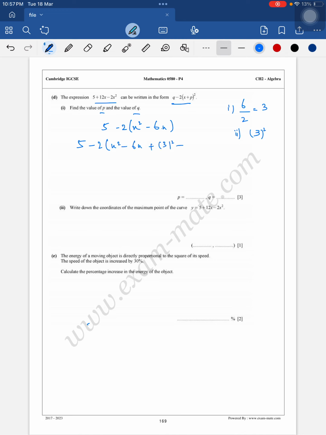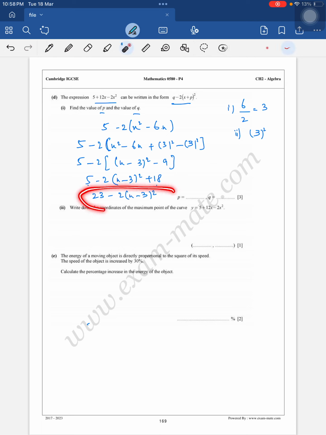Add and subtract that term. Now what happened through this procedure: these three terms make a perfect square, that is (x - 3) the whole square, and minus 3 square is minus 9. Now I need to remove this minus 9 from here in order to make this whole part like this, right? So 5 minus 2(x - 3) the whole square, minus 2 into minus 9 is plus 18. So 5 plus 18 is 23, giving 23 minus 2(x - 3) the whole square.